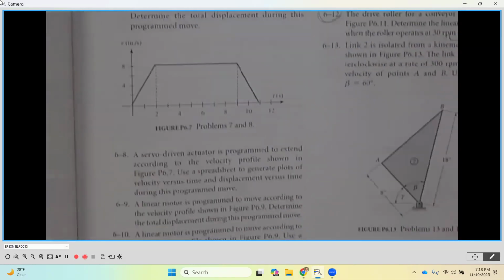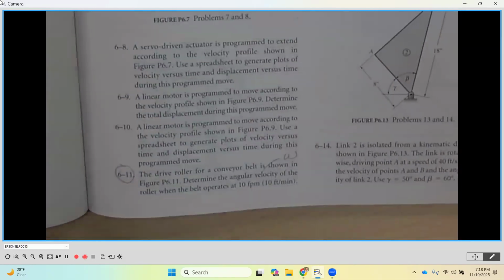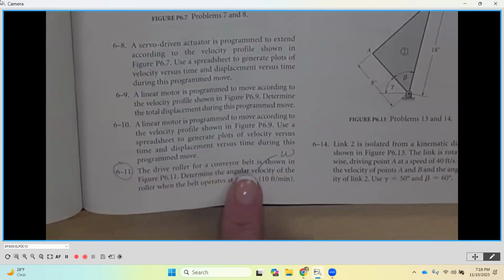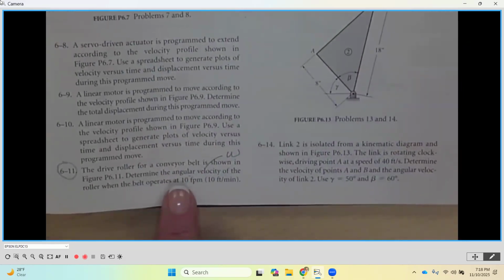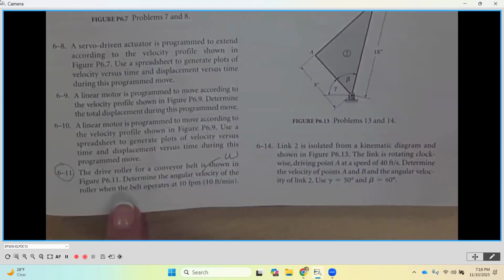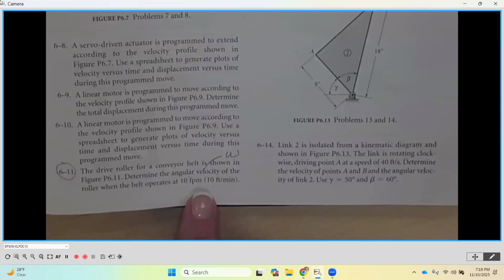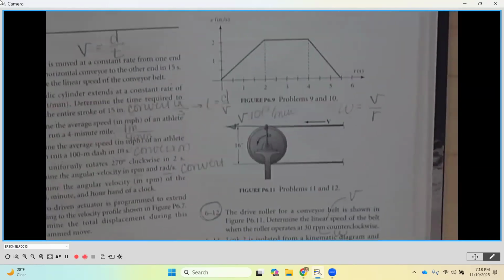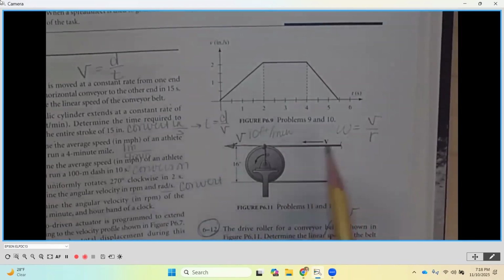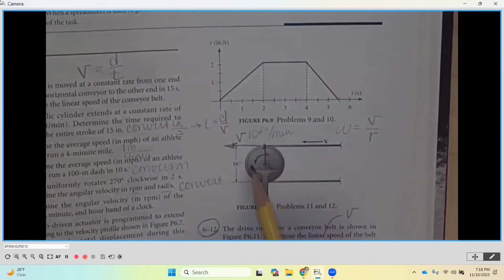Then the next 2 problems are 6.11. It says the drive roller on a conveyor, and it's this illustration right here on the next column, is shown. Determine the angular velocity W of the roller when the belt operates at 10 feet per minute. So if we go up here, we've got this illustration. This is the belt. It's going on this drive roller. The drive roller is going in a counterclockwise direction.